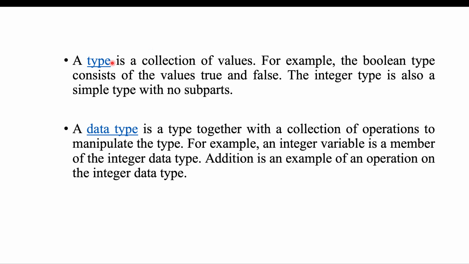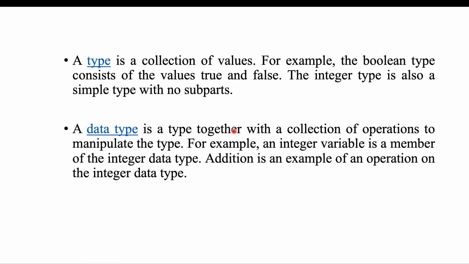Now from the type, what we can derive is a data type. Now this data type is a type together with the collection of operations to manipulate the type. Suppose we have an integer variable. That is basically a member of the integer data type, and we can have several operations with that particular data type, like maybe an addition or a subtraction. So we have a type which is values, and a data type which is the value along with the collection of operations in order to manipulate that particular value.